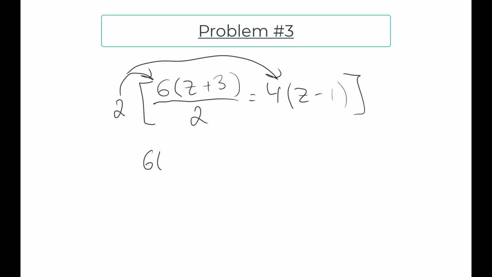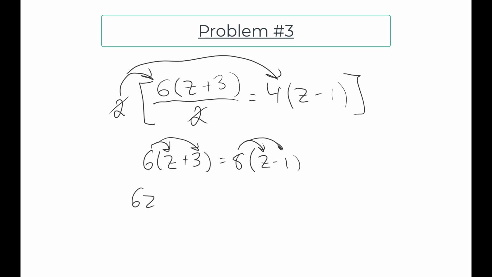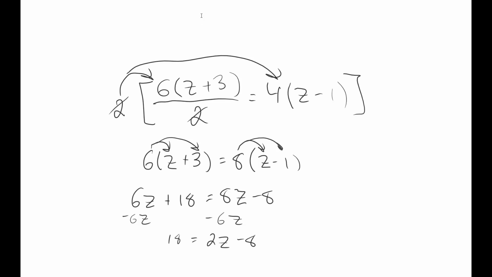That's going to leave me with 6 times z plus 3, which is equal to 8 times z minus 1. That's the 2, which cancels out with this 2 with the commutative property, and then 2 times 4 is 8. And then we'll use the distributive property again on both sides of the equal sign, and that leaves me 6z plus 18 is equal to 8z minus 8. I can then subtract 6z on both sides, and I get 18 is equal to 2z minus 8.